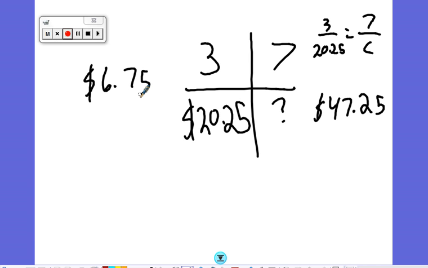So, good. Nice work. Questions? Proportions. Lots of proportions lately. They're fun though.